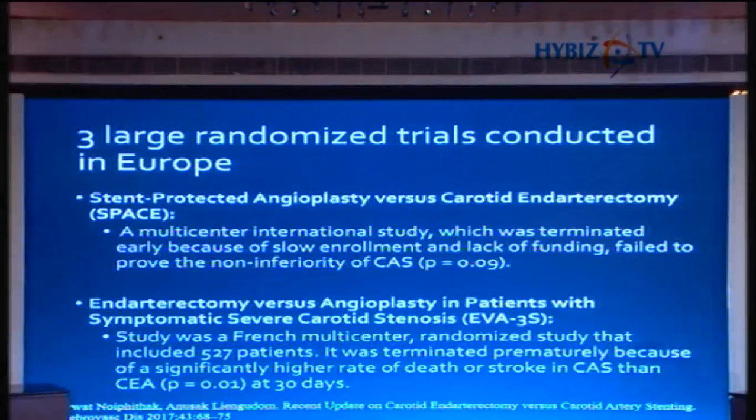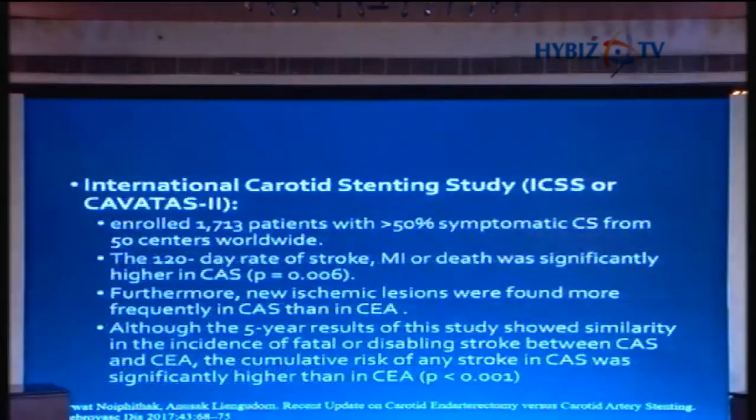In the other large randomized trials, that is the SPACE trial, a multinational multi-center trial, this was stopped because of lack of funding. Then you had the EVA-3S trial, which was a French multi-center trial, terminated prematurely because there was a higher rate of death or stroke in the stenting group as compared to the surgical group.